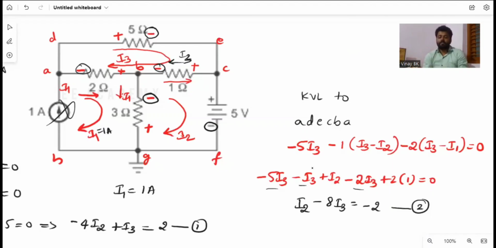Now we are getting two unknown equations, but one value you already know, that is the value of current I1, which is 1 ampere, so you're finding the other two loop currents by neglecting that loop. By neglecting this loop, you're applying KVL to the rest of the loops. Now we'll solve the equations with the help of a calculator by keeping it in equation mode. We'll have two unknowns. Minus 4, equals 1, equals 2. Similarly for the second equation, 1, equals minus 8, equals minus 2.